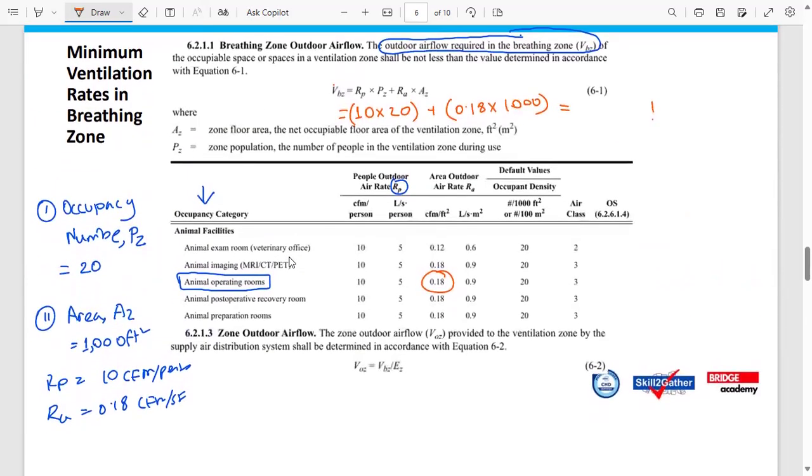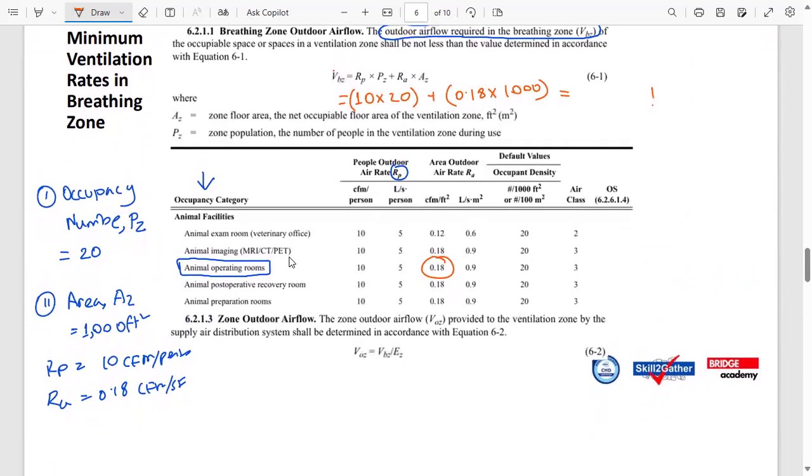Then again, you have to recalculate this. You have to find the VBZ and divide it by EZ. Let's look at a sample calculation. Will clear up the concept totally.